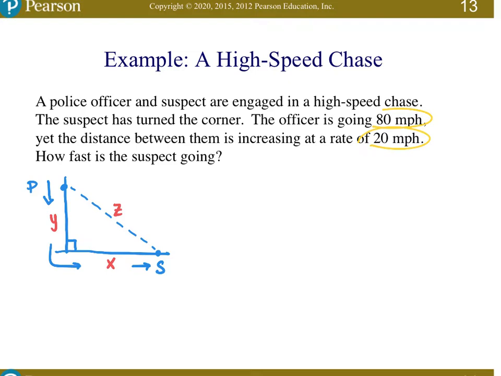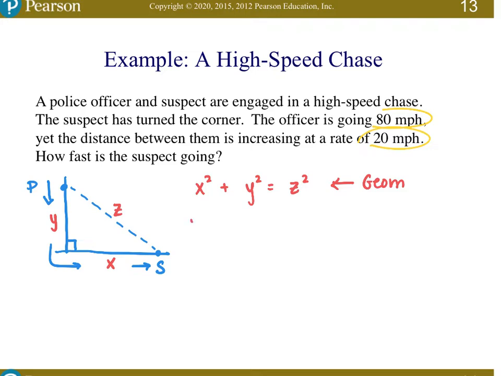So the geometry of this problem is the Pythagorean theorem. Okay, we know that x squared plus y squared equals z squared, where z is the distance between the police officer and the suspect. Now, this is the geometry of the problem. The calculus puts this in motion when you take the derivative with respect to time for each variable. So that's my next step, is calculus. Here's geometry. Now I'm ready for my calculus step.